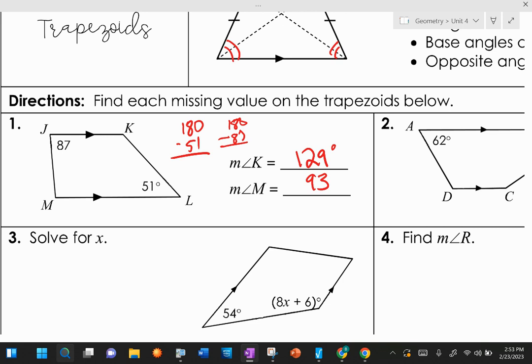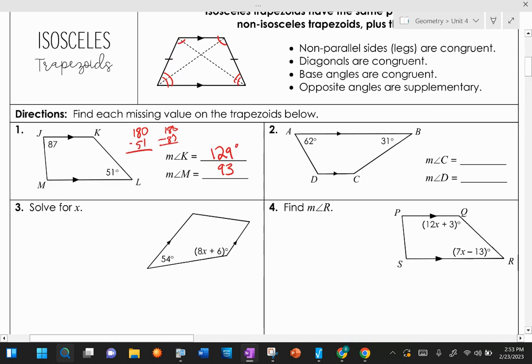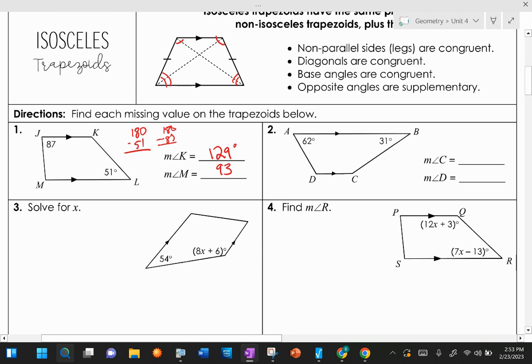So that is a non-isosceles trapezoid. I'm not going to say the last word because I can't seem to say it correctly. Good job, guys. You nailed it. Number two, we have A, B, C, D. What is the measurement?